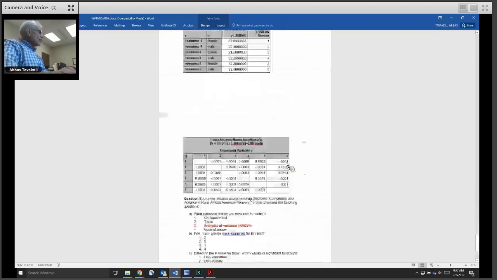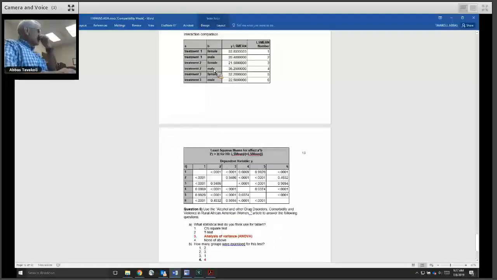If you look at the Tukey, remember you have basically 6 groups, which are treatment 1 female, treatment 1 male, treatment 2 female, treatment 2 male, treatment 3 female, treatment 3 male. And remember, when you're looking at the matrix, you need to look at whether they're above the diagonal, the empty diagonal, or below. So these are the significant ones. You have 1 versus 2, 1 versus 3.